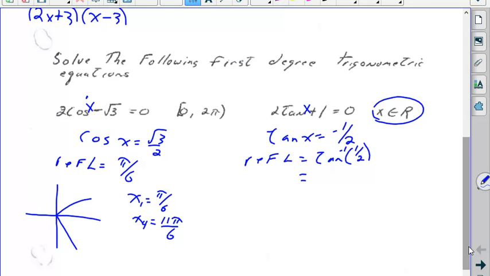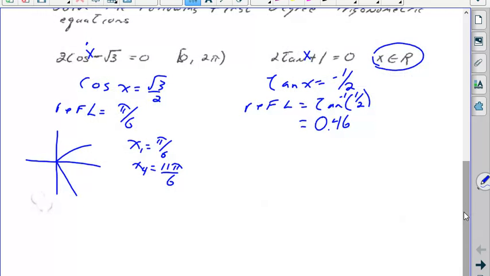Who's got a calculator handy? Inverse tangent of positive 1/2. It'd be about 0.4, 0.5, something like that. 0.46 radians.